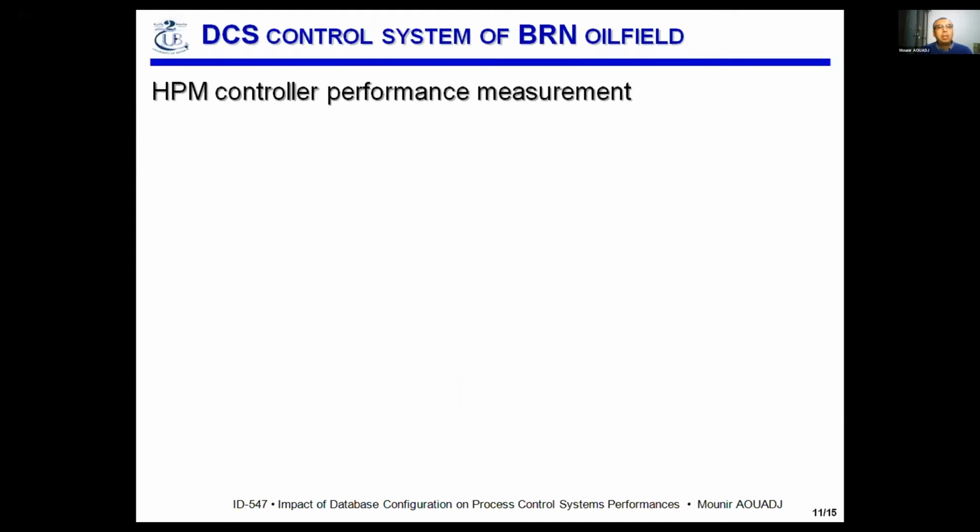The HPM controller performance measurements are divided into two main categories. The first one is the MU, or memory units.